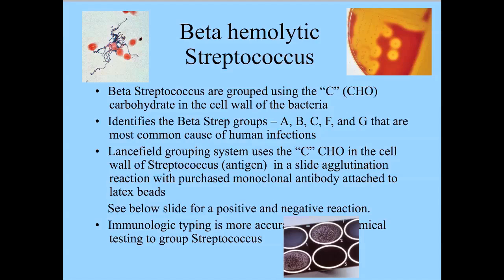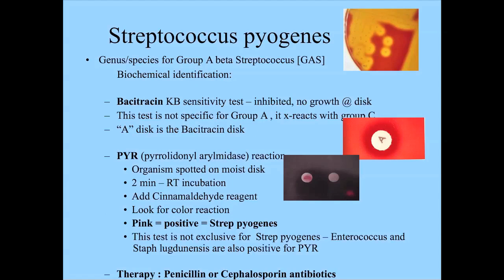If we go to the next slide, we will talk about Strep pyogenes. Strep pyogenes is the genus and species name of group A beta hemolytic strep. If we want to use biochemical reactions to identify the beta strep A, Strep pyogenes, the two most common ones are bacitracin Kirby-Bauer testing and the PYR reaction.